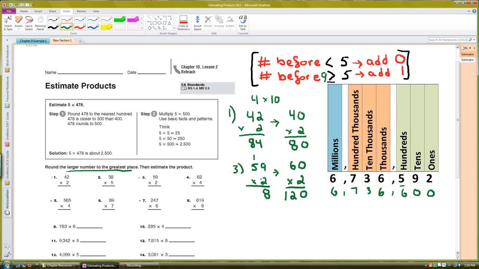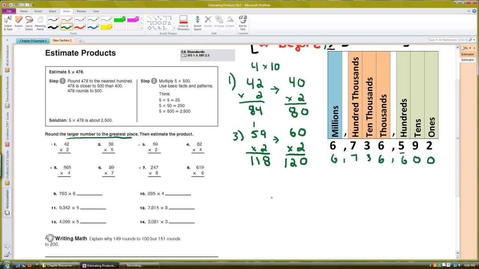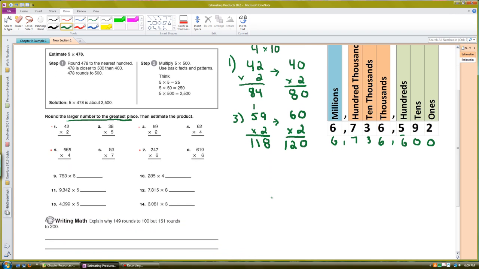Carry 1. 2 times 5 is 10, plus 1 is 11. So you can see that 120 is really close to 118. Again, this is estimation, so we're not looking for an exact answer. Now, we want to try one that has a little larger number here.